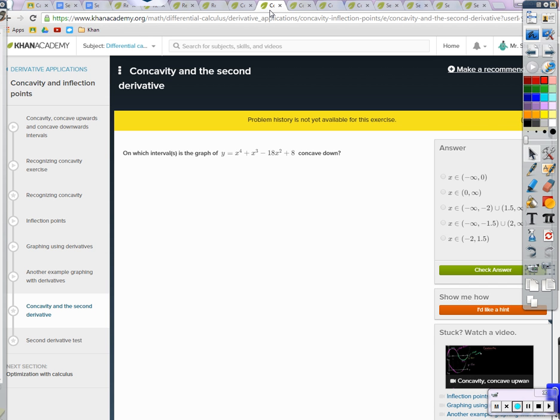Okay, so now we have an actual function, right? Not just a graph, but an equation. y equals x to the fourth, kind of washed out. Let me write it for you. Plus x to the third minus 18x squared plus 8. It wants to know where this is concave down.